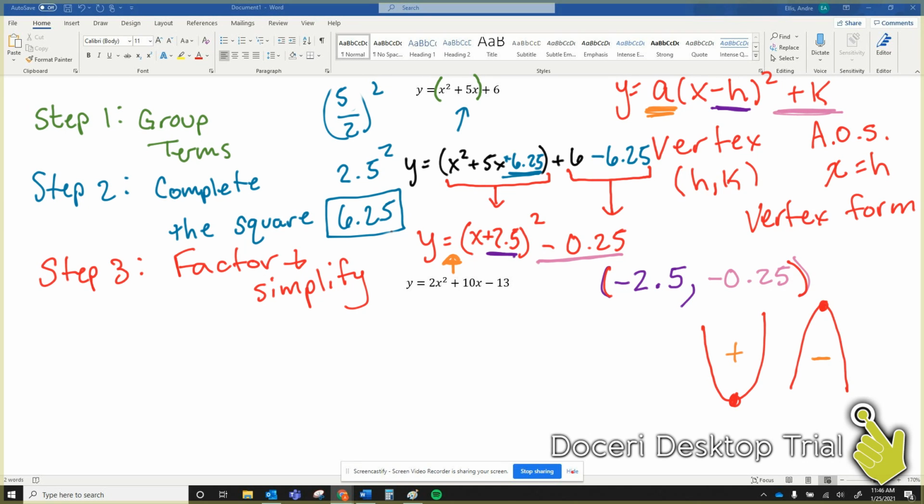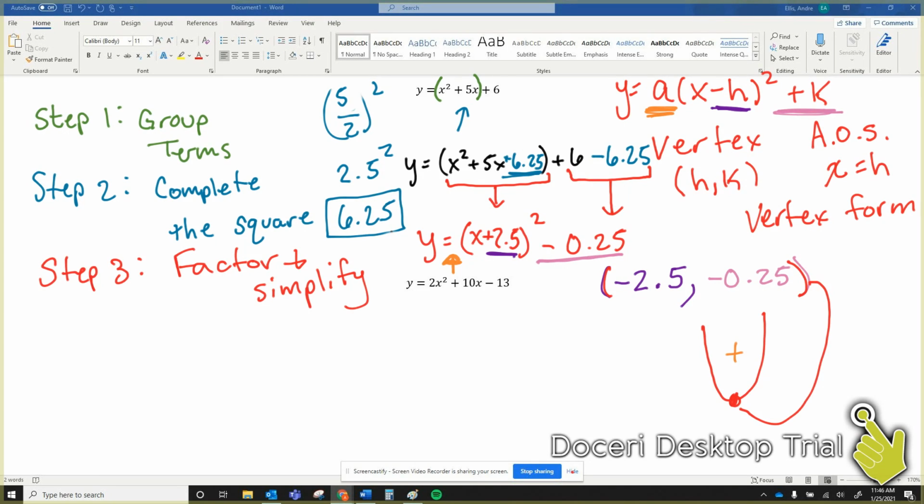My A value is positive, so I know if I were to sketch a graph, it would look something like this, and the vertex would have the coordinate negative 2.5, comma, negative 0.25.